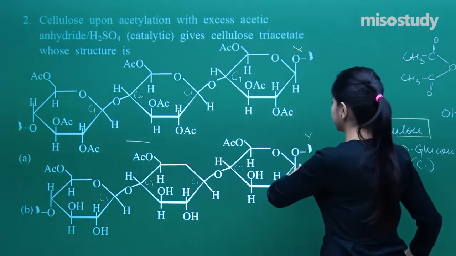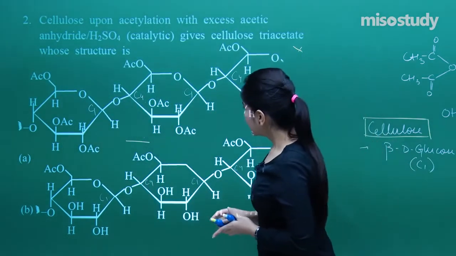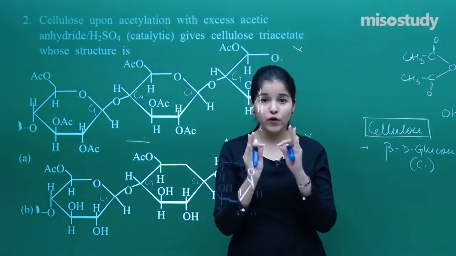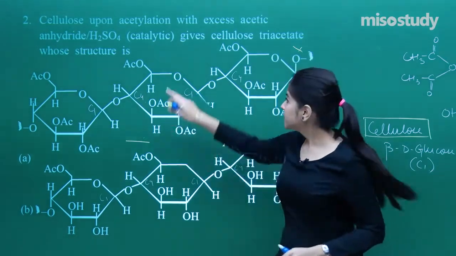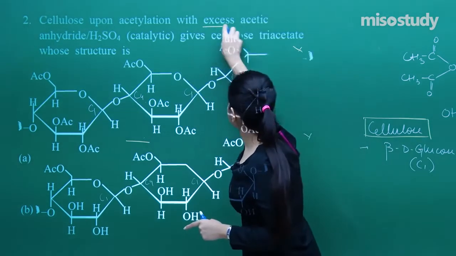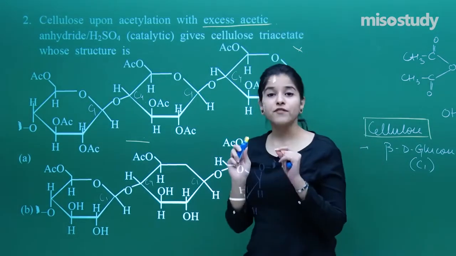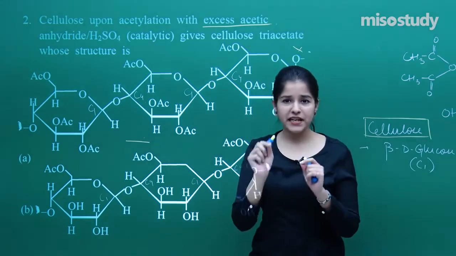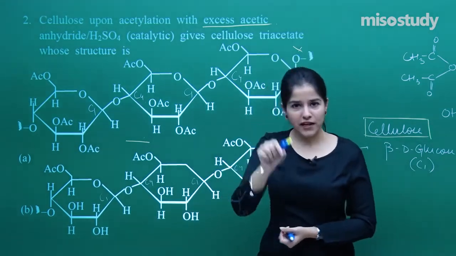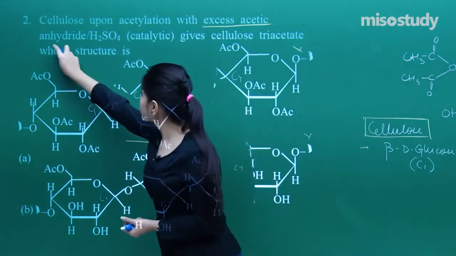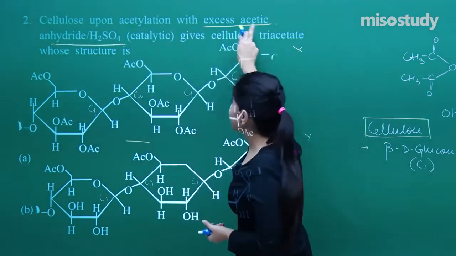C1 connected via C4. Now, you need to just check whether all the OH are replaced by OAc or not. That is what the acetylation is. Also, they have used excess of acetic anhydride. That means each and every OH must have been replaced by OAc. So that is our purpose here for this excess of acetic anhydride.